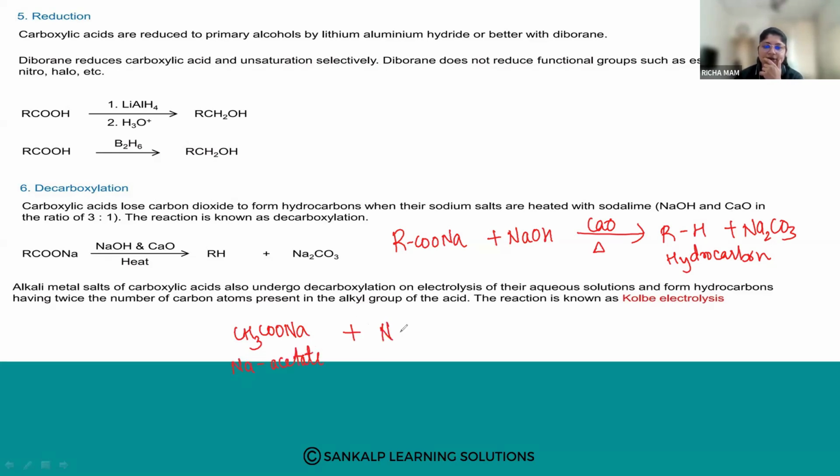So sodium acetate, I'm going to react it with NaOH in the presence of calcium oxide and heat it. What am I going to get, students? I'm going to get the byproduct Na2CO3 plus CH3, and this takes one more H, so it becomes CH4. So you get methane. This is your decarboxylation reaction. Decarboxylation is very important. Mark it as important for 2 marks. Fine, let us go for the next one.